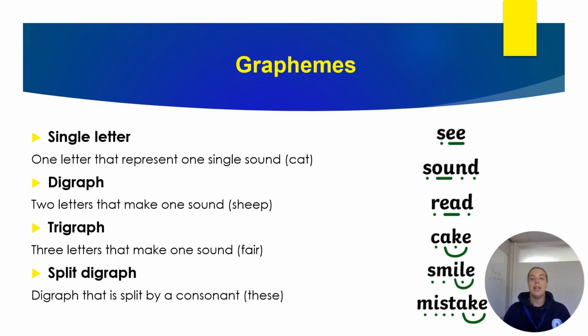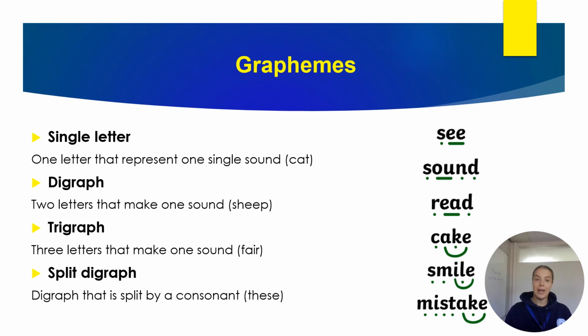Throughout their phonic journey, the children will come across lots of graphemes. They start their journey by learning single letter graphemes in reception. This is when one letter represents one single sound. So for example, in the word cat, we have k, a, t. These phonemes are represented by one letter, the letter C for k, the letter A for a, and the letter T for t.